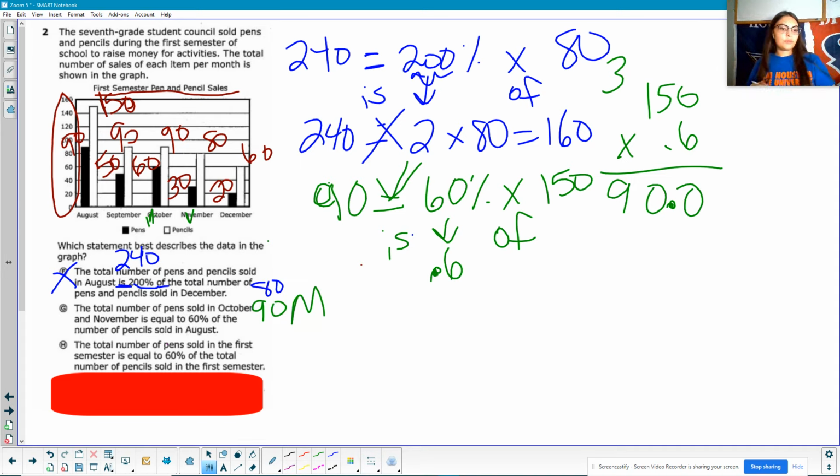Okay, the total number of pens sold in the first semester is equal to 60% of the total number of pencils sold in the first semester. So we need to add up all the pens columns and all the pencils columns.